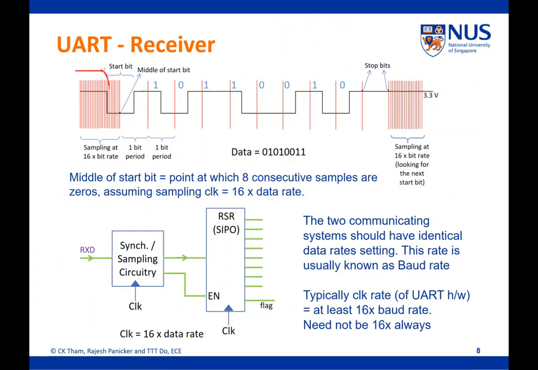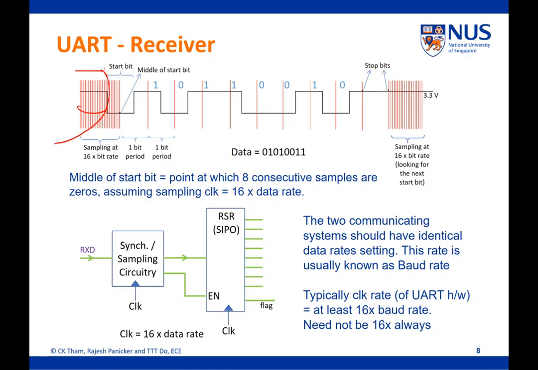So this is a time when the line is high. When the line is high, the default condition, the receiver will keep sampling the incoming line very fast, usually 16 times per bit period. And then if the 8 samples that you get are all zeros, then that point is considered the middle of the start bit. So if your sample data remains low for at least 8 samples, then it's considered the middle of the start bit.